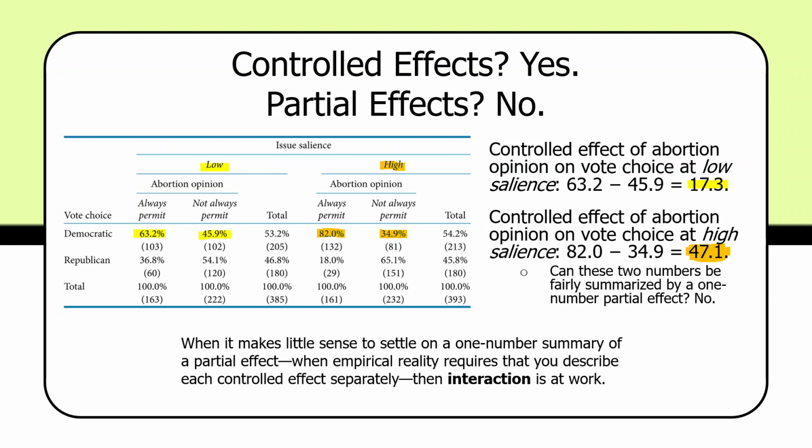This is an intuitive way of thinking about interaction. When it makes little sense to settle on a one-number summary of a partial effect, when empirical reality requires that you describe each controlled effect separately, then interaction is at work.